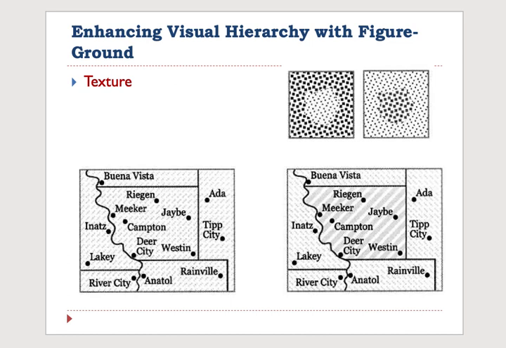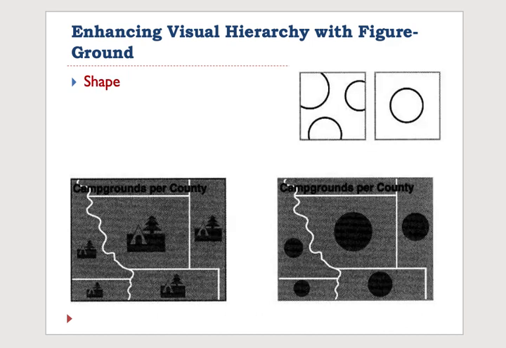And texture is good as well to focus on your study area. So we could see the texture is the same in all of these counties with the little lines, but they made the texture different and separate from the other counties by doing this symbology of the wide stripes. And you could use shape as well. So here they used campground symbology compared to the circles.